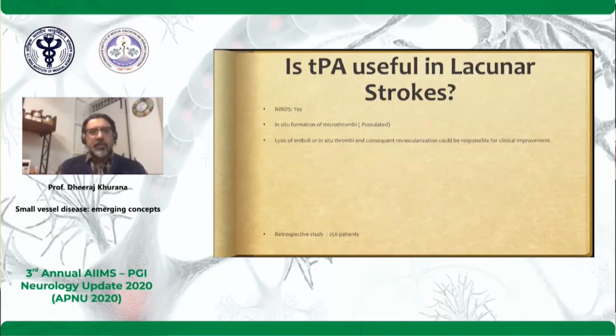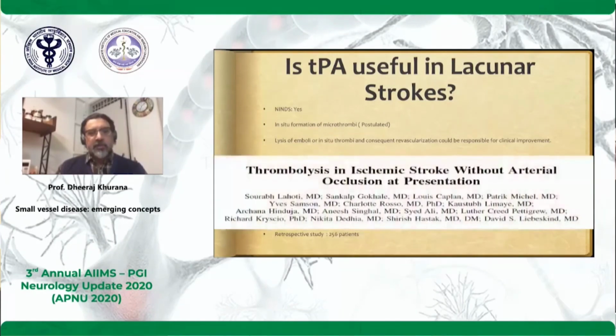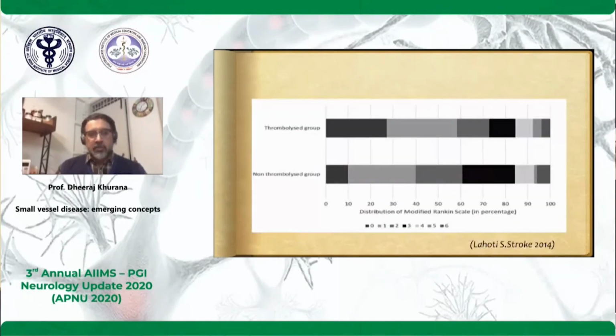Theoretically, there are microthrombi which are formed inside the small vessels, and lysis of these emboli could be responsible for improvements. A retrospective study did show that there is an improvement in lacunar strokes following thrombolysis. If we look at this, the MRS distribution in the thrombolysed group was better. Looking at MRS 0, 1, and 2, the shift was much better.